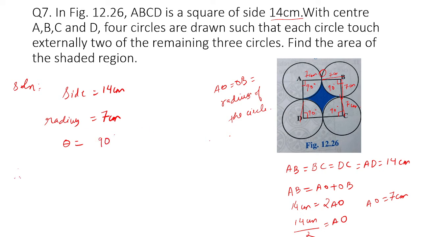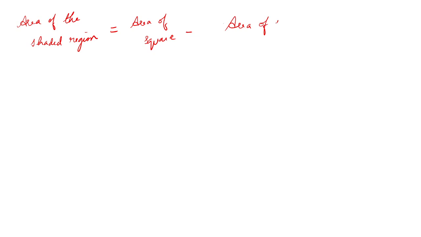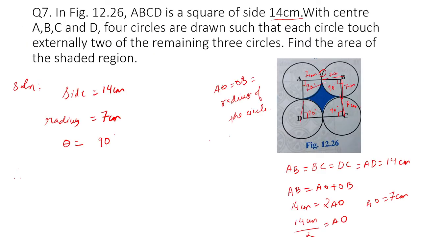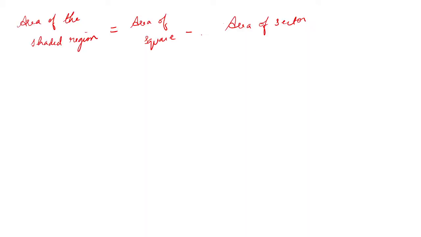Therefore, in the next portion we can write area of the shaded region is going to be equal to area of square minus area of sector, okay? But be careful, how many sectors do you see? 1, 2, 3, 4, okay? So you have to multiply it with 4 sectors. We have to find the area of 4 sectors.